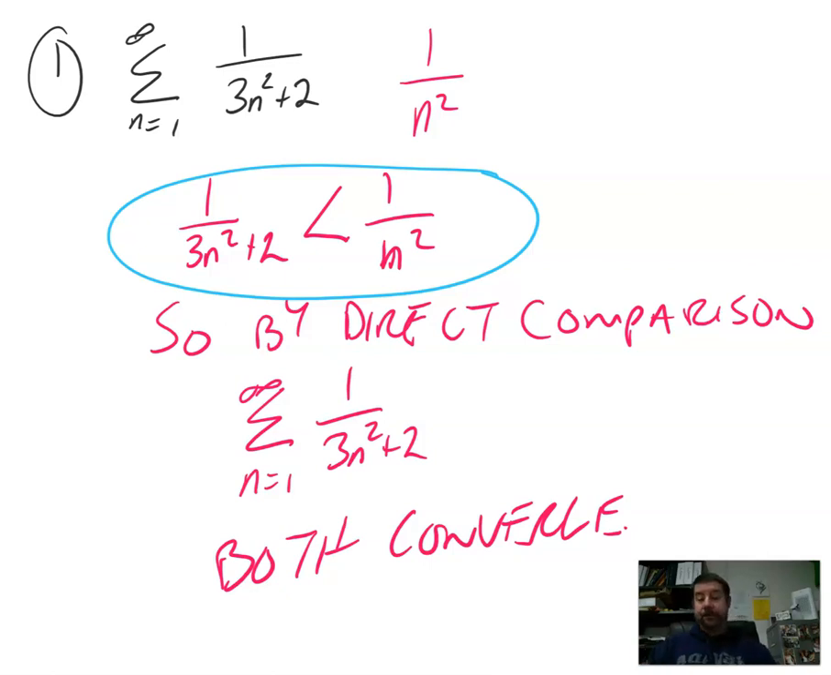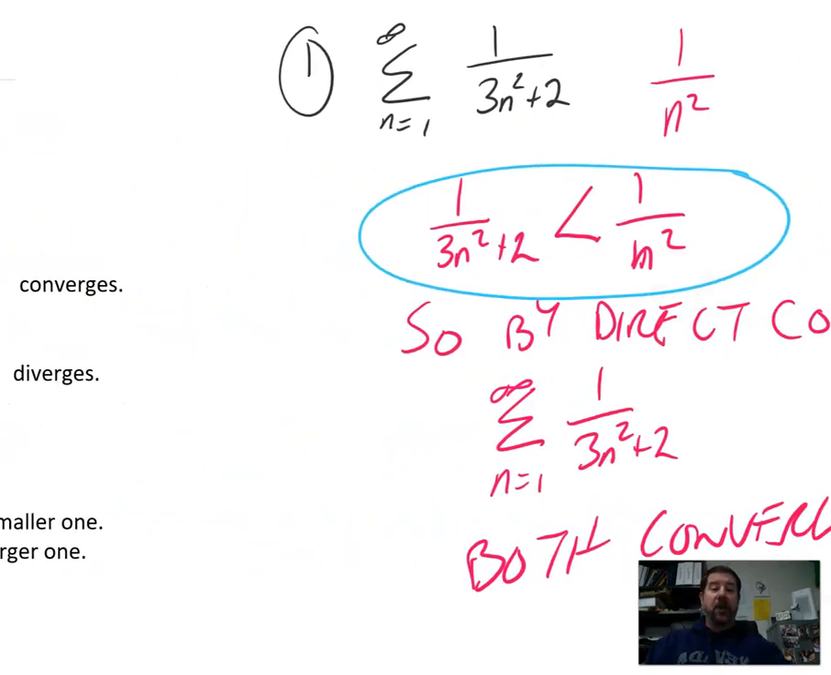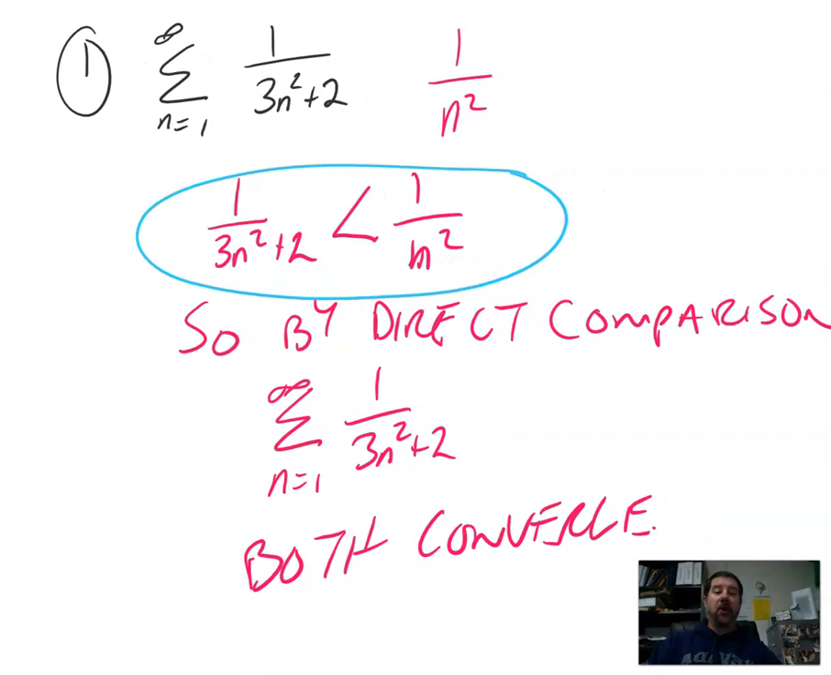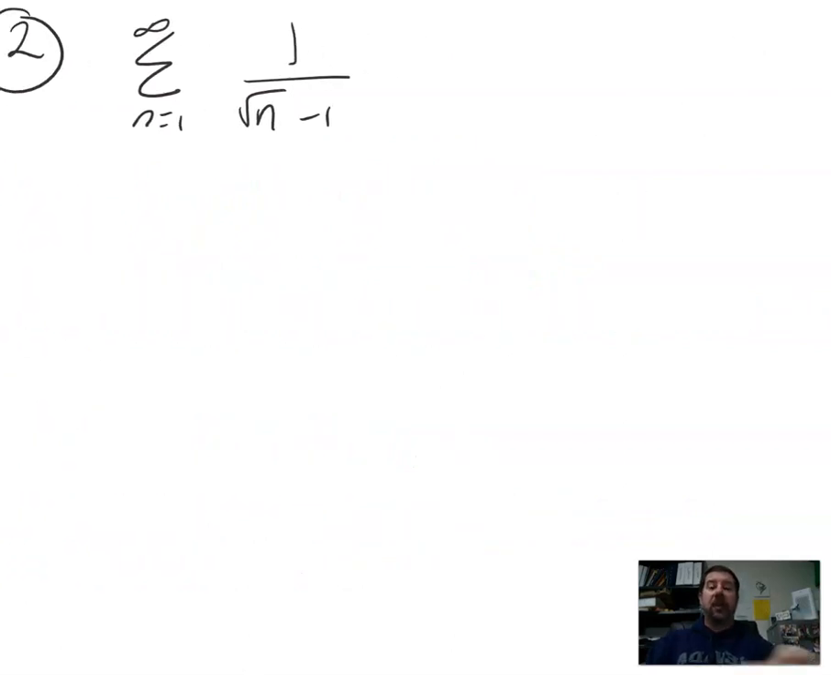All right, so here's our next series, 1 over the square root of n minus 1. Again, I first need to find something I want to compare it to. When I try to find something to compare it to, I try to strip away all the extra stuff. Like on the last problem, we stripped away the plus 2 and the 3, and we just compared it to 1 over n squared. In this case, if I strip away the extra stuff, maybe I want to compare this to 1 over the square root of n, or n to the 1/2.